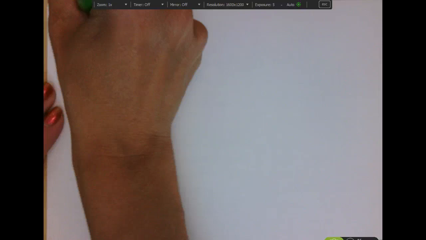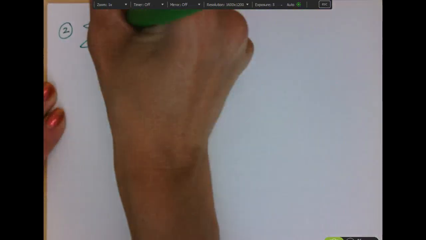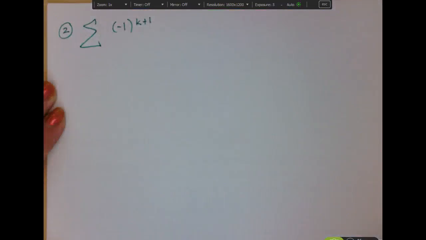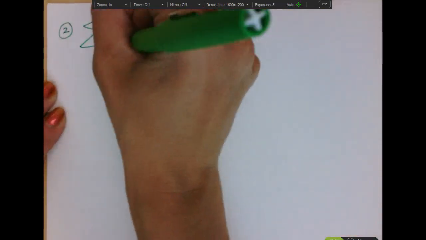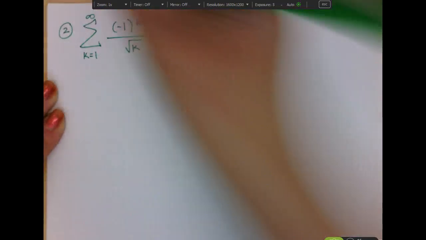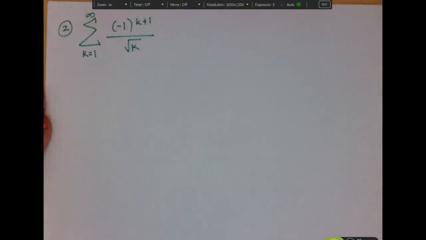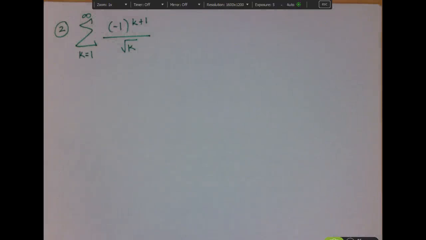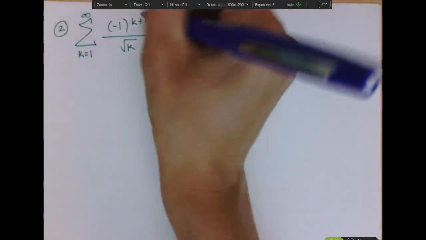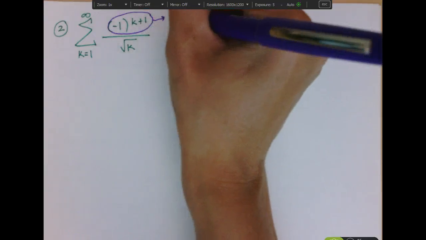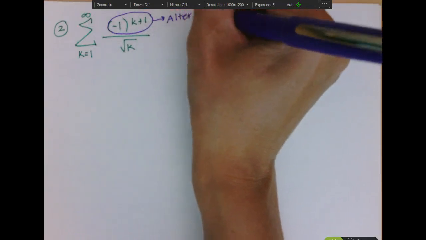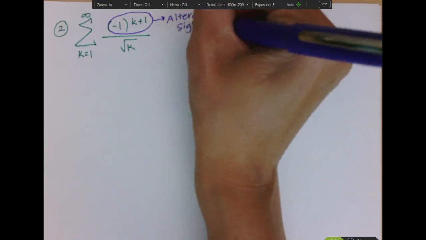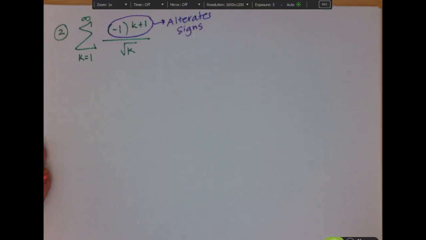So we've got a different series that we're looking at this time, and that series is formed by taking -1 to the k plus 1 power, and that being our numerator, and our denominator being the square root of k. We're going to start with k equaling 1. So we could use the alternating series test because of the numerator causing the signs to alternate. So let's check each of the conditions to see if this converges.